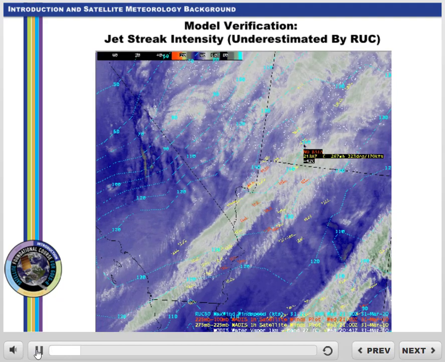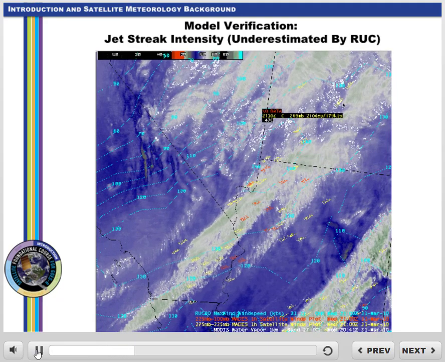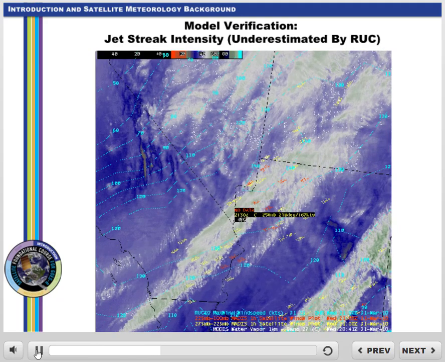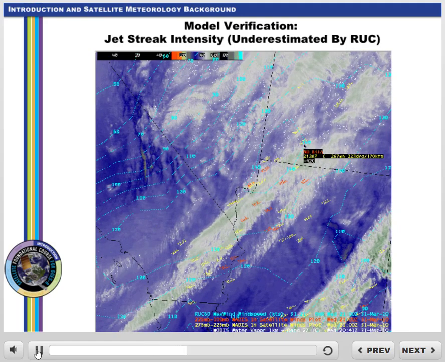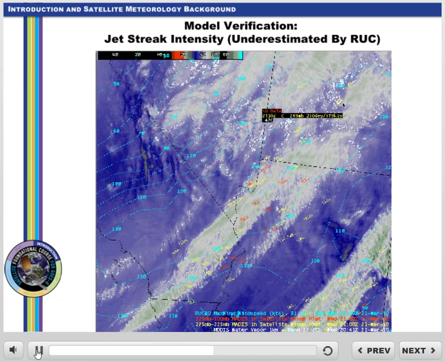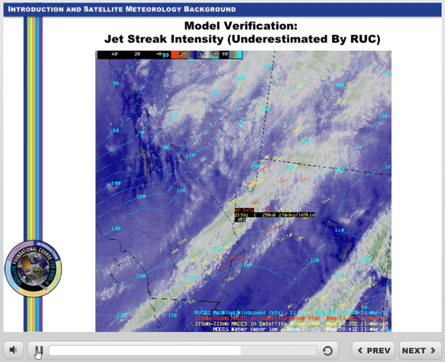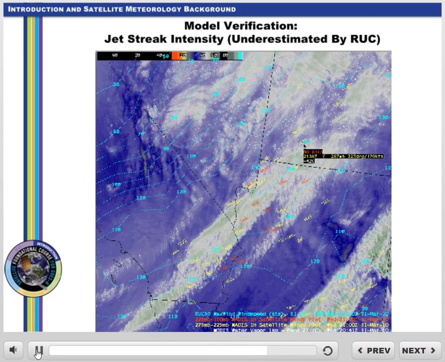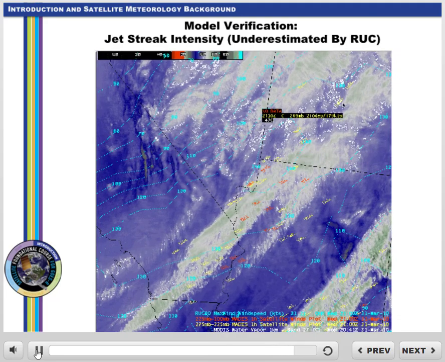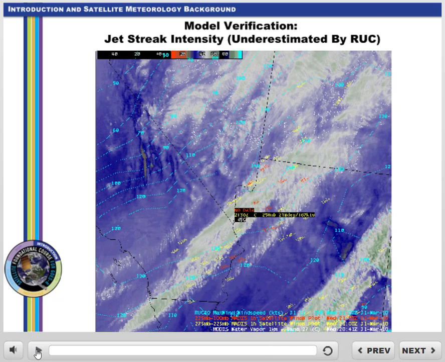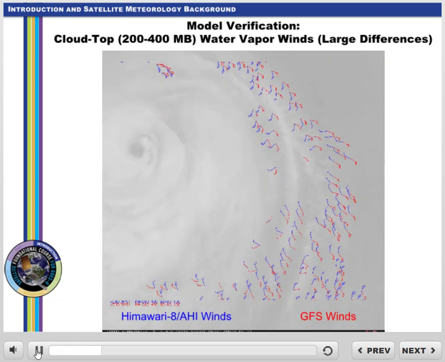Derived motion winds can be used in model verification. In this pre-GO16 case, the RUC model underestimated the intensity of the core of an upper tropospheric jet streak over the southwestern United States. Several wind targets displayed velocity values of almost 180 knots, much faster than the 140-plus knot jet core forecast by the model. Here you see significant differences between the GFS winds and the Himawari 8 derived motion winds. In some cases, the directional difference was as much as 180 degrees.